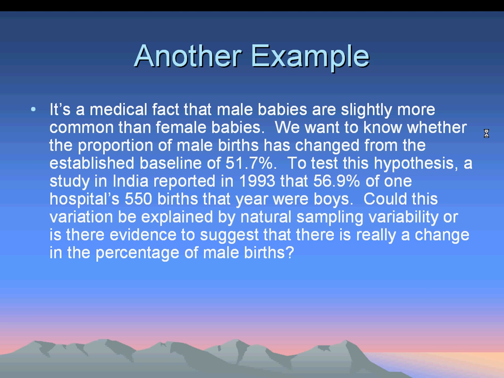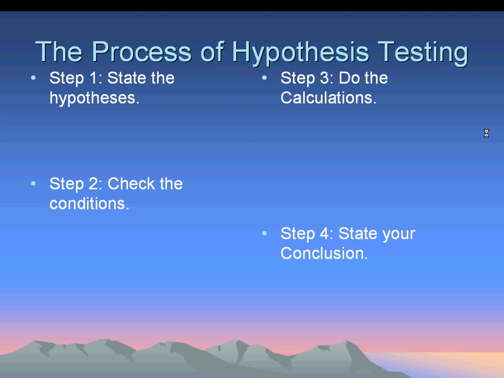Here's another example. It's a medical fact that male babies are slightly more common than female babies. We want to know whether the proportion of male births has changed from the established baseline of 51.7%. To test this hypothesis, a study in India reported in 1993 that 56.9% of one hospital's 550 births that year were boys. Could this variation be explained by natural sampling variability, meaning that there's going to be variation every time you do a sample? It's going to be off a little bit. Or is there evidence in this sample to suggest that there really is a change in the percentage of male births? Let's go through our 4 steps.